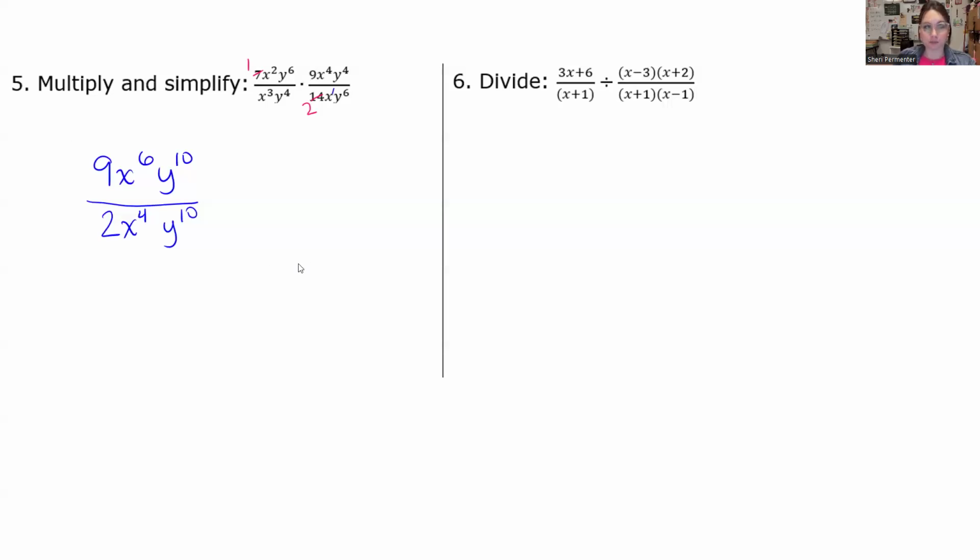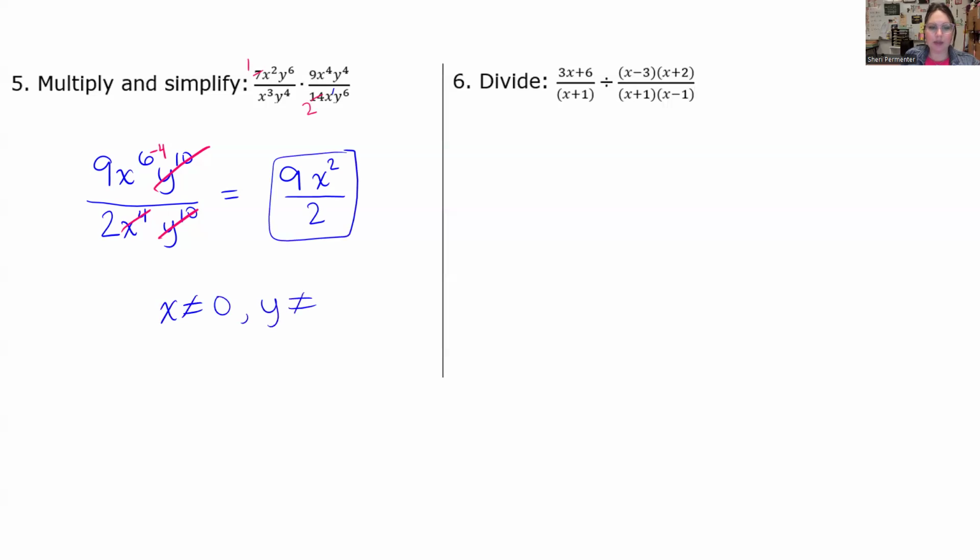From here, I'm going to reduce. 9 and 2 can't reduce, but if they could, I would. Then I look at the x's and the y's. The first thing that stands out is y to the 10th divided by y to the 10th. What's anything divided by itself? Yeah, so these cancel out. They turn into 1. Here I have a 6 and a 4. 6 is bigger, so I mark out the 4 on the bottom and subtract it from the top. Now I'm ready to rewrite. I have 9, x to the 6 minus 4 which is 2, and I still have a 2 on the bottom. This is my answer, and my restrictions are: x cannot be 0 and y cannot be 0.